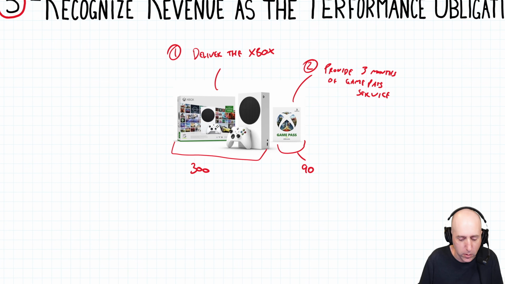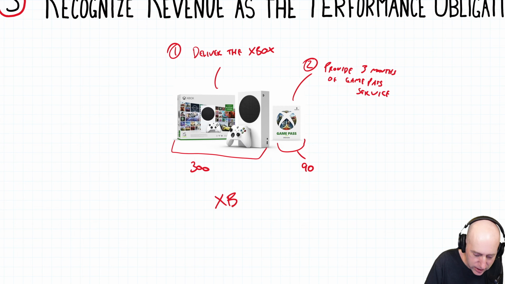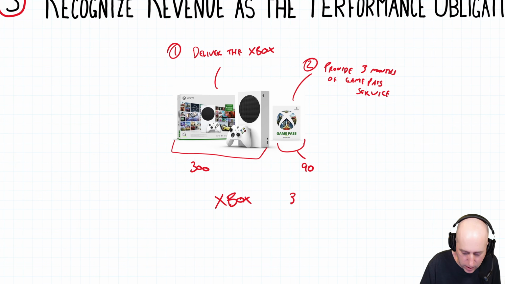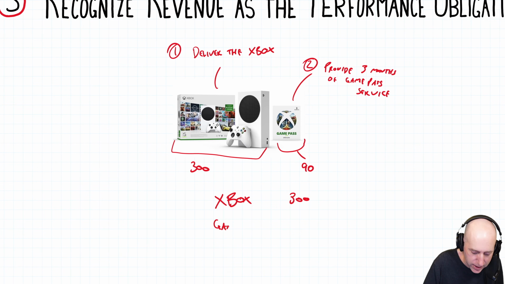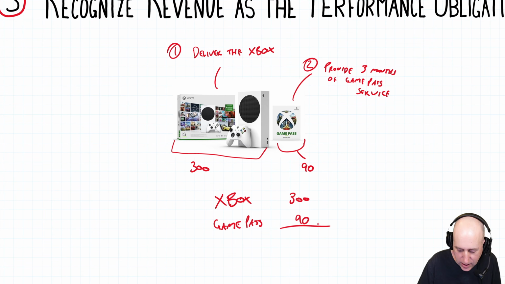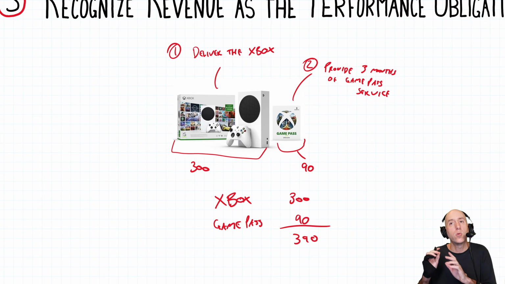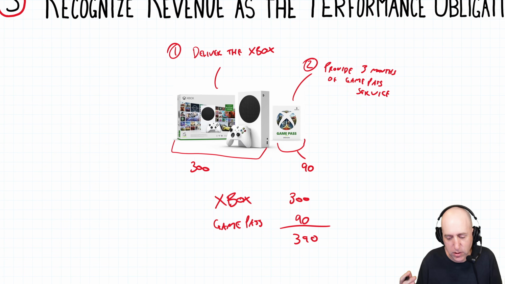Here's how we're going to do it. We're going to say our Xbox, the standard selling price is $300, just the standalone selling price. The Game Pass, the standalone selling price for what's in our bundle is $90. So the total value we're getting here as a customer is $390, but we're only paying $350 for the pleasure. We have to say, well, what percentage of that standalone selling price belongs to the Xbox and what percentage should apply to Game Pass? And we'll just do percentages here.